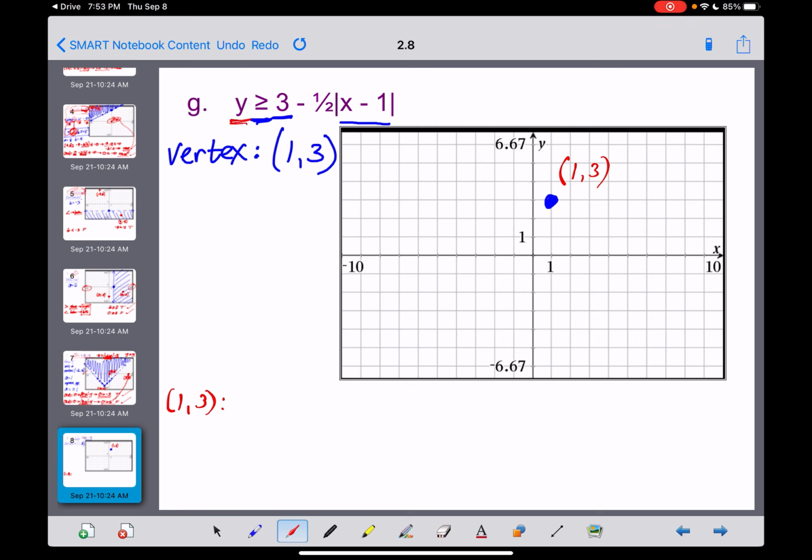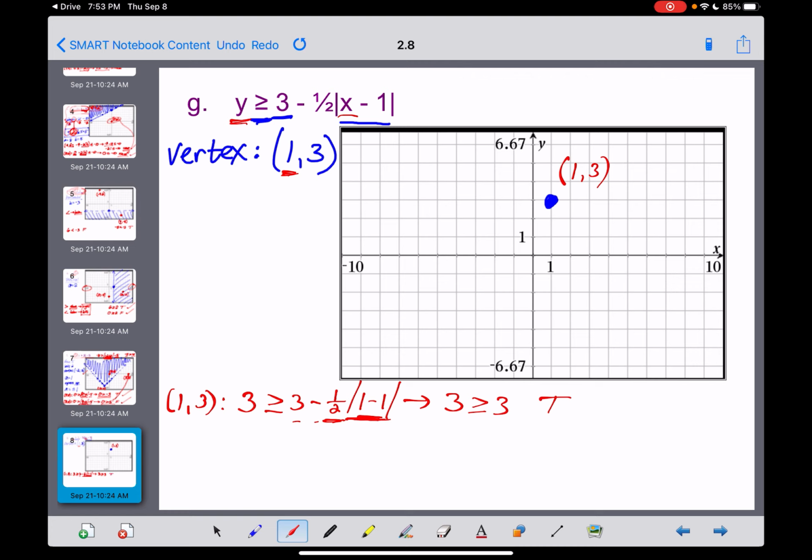Okay, in for y, we're going to put 3 is greater than or equal to 3 minus 1/2 times the absolute value of our x-coordinate, which is 1. So that's 1 minus 1. Now, guys, notice the first thing I'm going to do here to simplify is 1 minus 1. When that number inside the absolute value is 0, that tells you that you're on the right track and you found the vertex correctly. So 1 minus 1 is 0. The absolute value of 0 is 0. 0 times 1/2 is 0. 3 minus 0 is 3. So we get 3 is greater than or equal to 3.